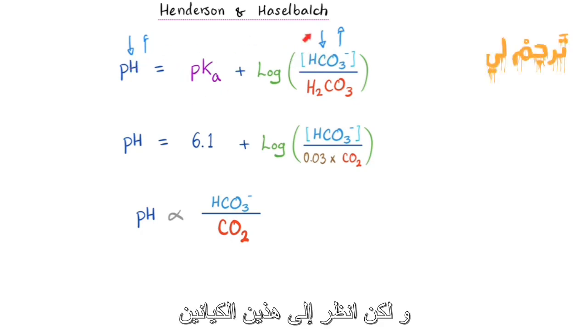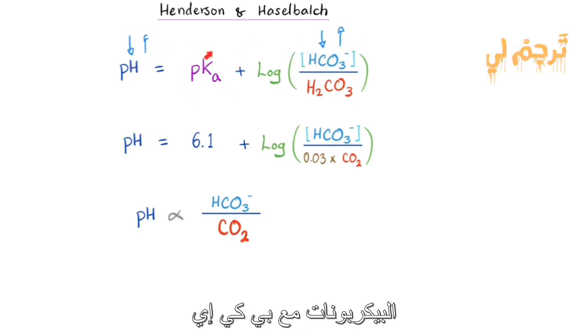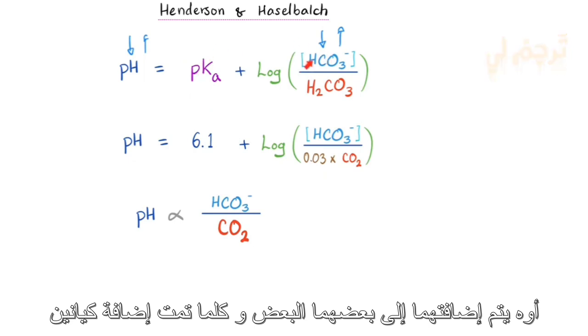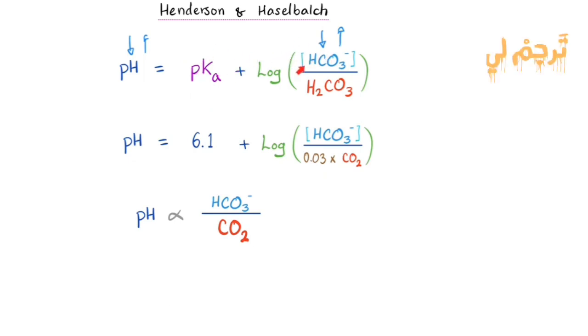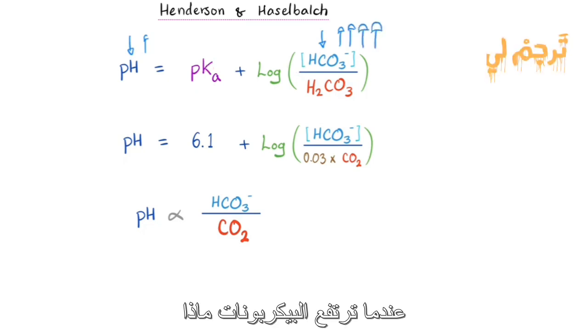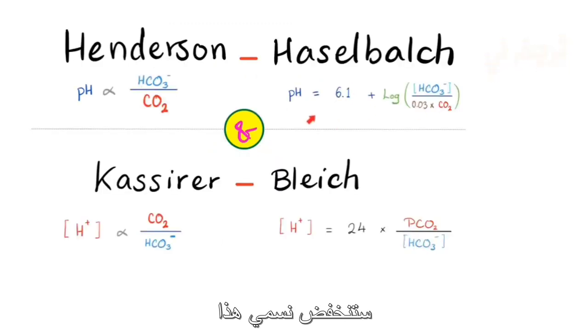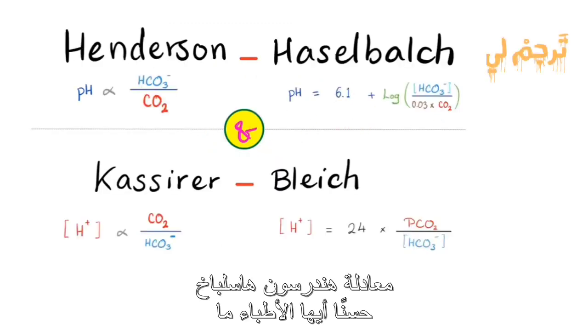But look at these two entities, the bicarbonate with the pKa. Oh, they are added to each other. And whenever two entities are added, there is an inverse relationship between them. In other words, as bicarbonate goes up, what's going to happen to the pKa? It's going to decrease. We call this the Henderson-Hasselbalch equation.